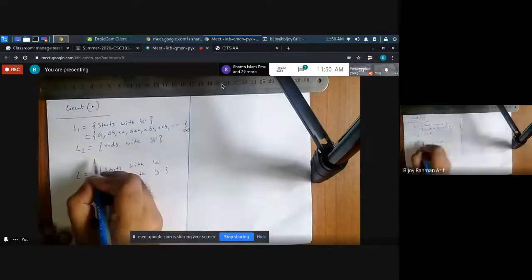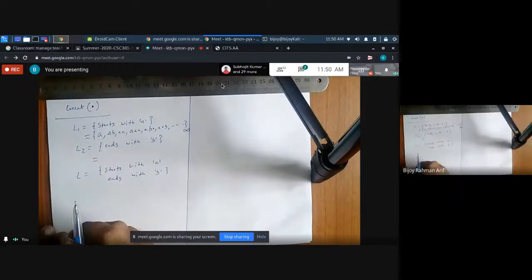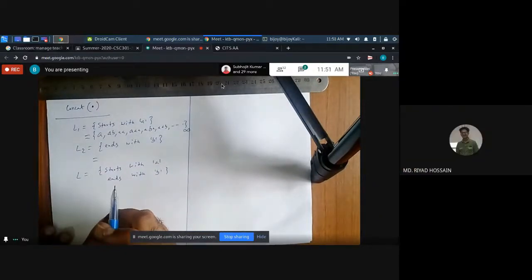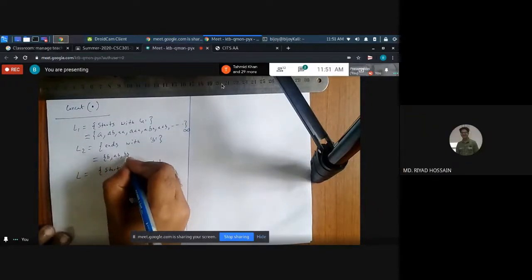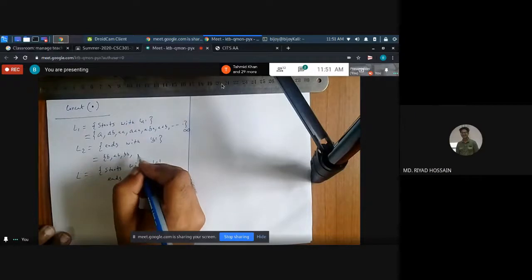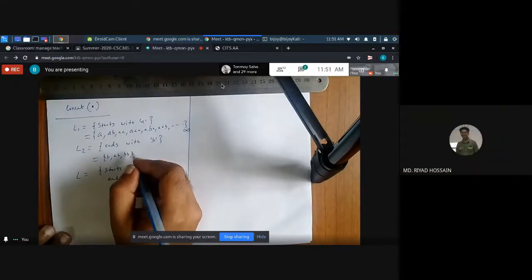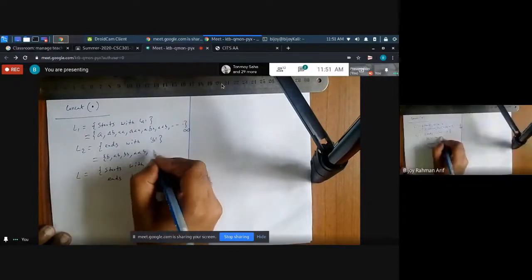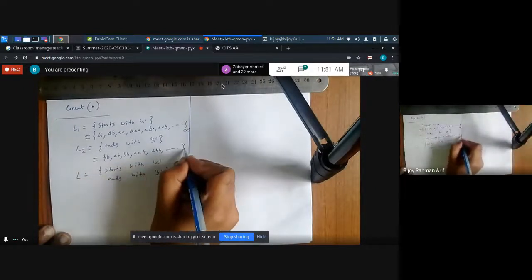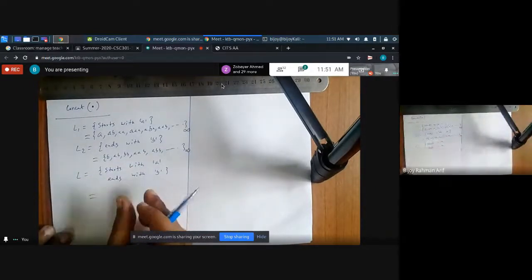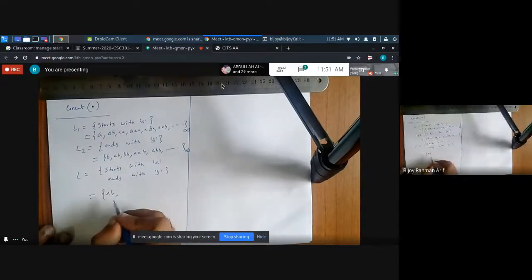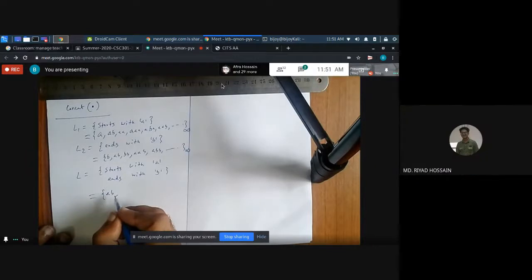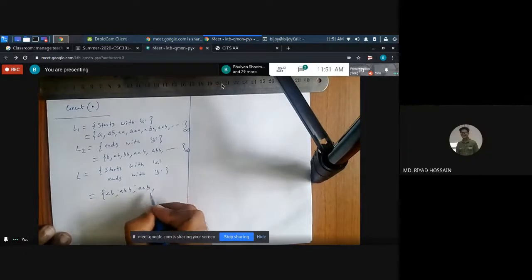Infinite, right? Yes, sir. What are the strings in language two? It's B, AB, BB, and so on. Infinite. Now let's take one string inside language L. What would that be? AB, then ABB, AAB, then AAB, and so on.